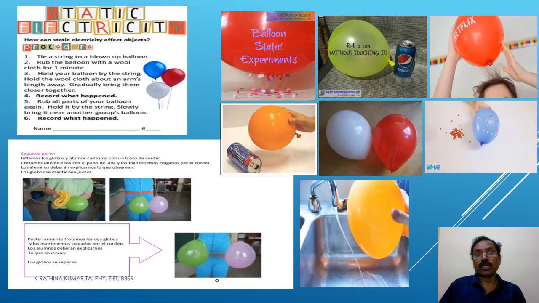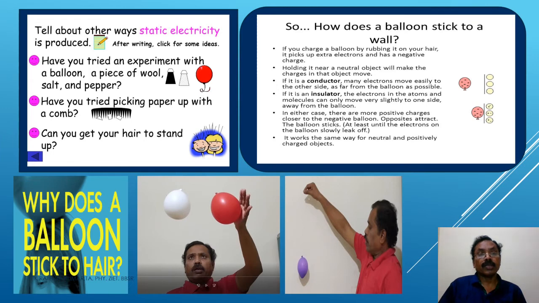So from the picture you could understand the properties or how to do this activity in this case. Let us talk about other ways static electricity is produced. Have you tried an experiment with a balloon, a piece of wool, salt and pepper?